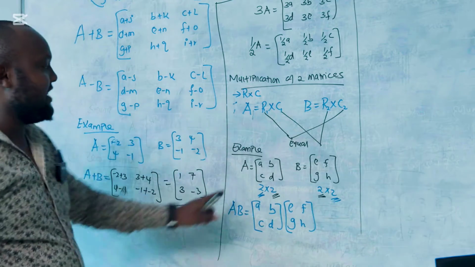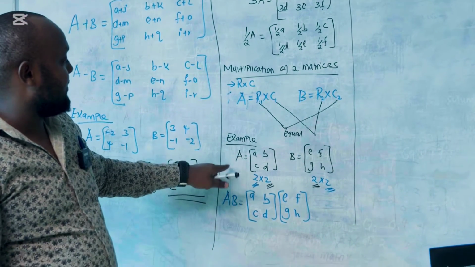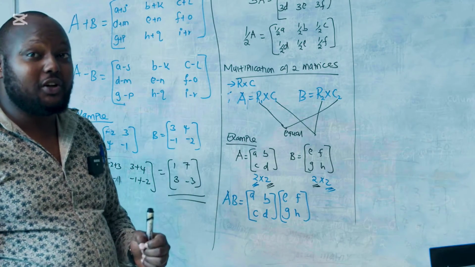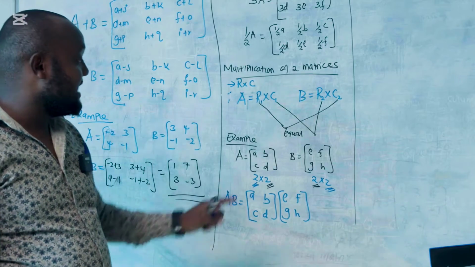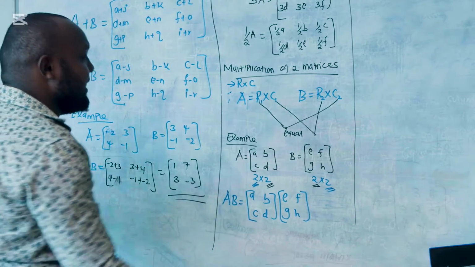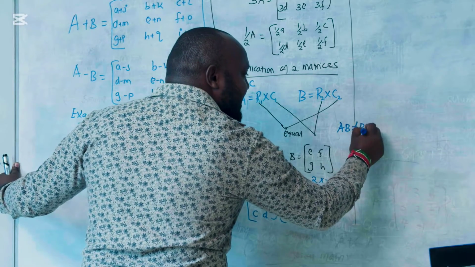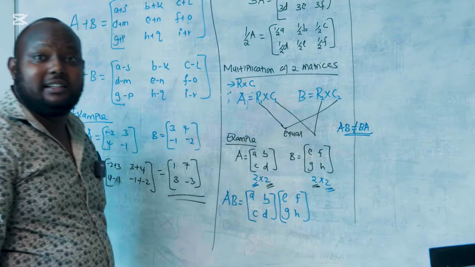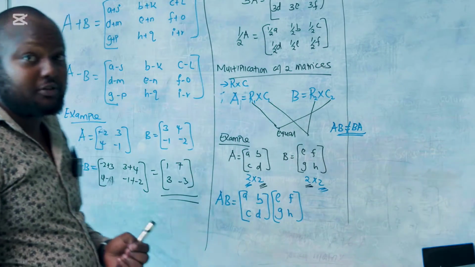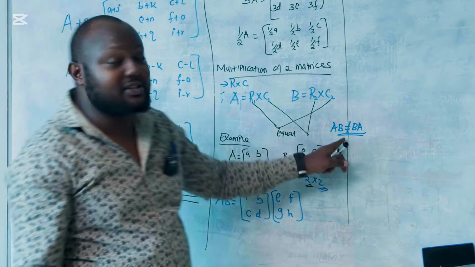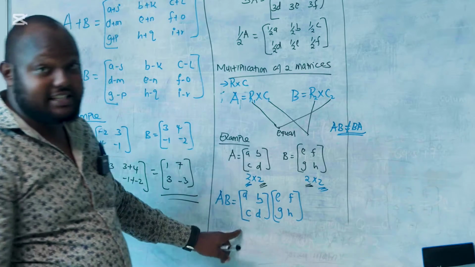And I want you to pay attention that multiplication, when it comes to matrices, does not form a commutative law. What do I mean? AB in matrices is not the same as BA. Take note of that one. AB is not the same as BA. It does not obey the commutative law of multiplication. It's not like normal numbers where you have 3 times 2, which is 6, the same as 2 times 3. In a matrix, it's not the same.